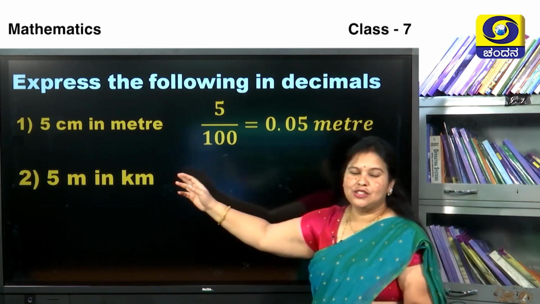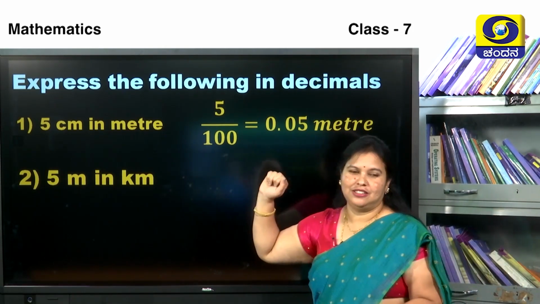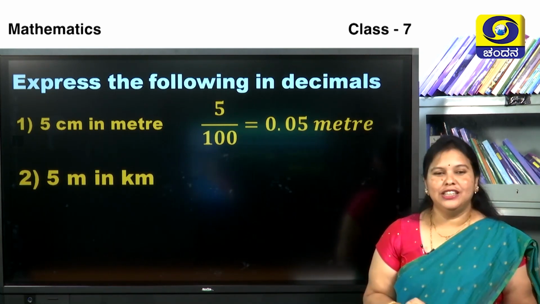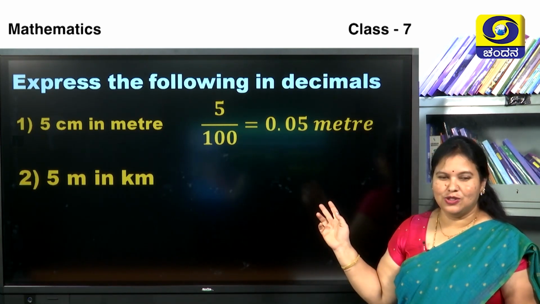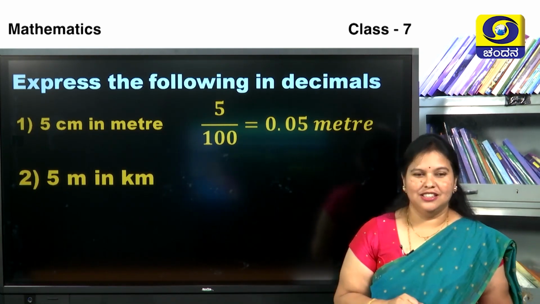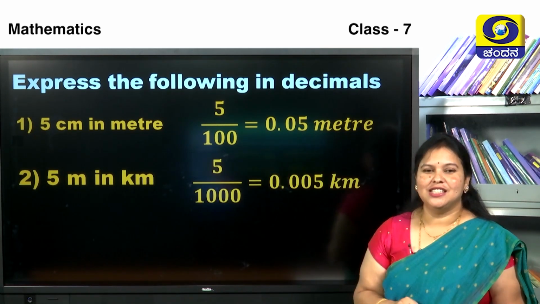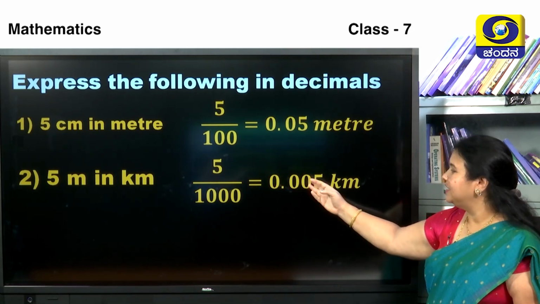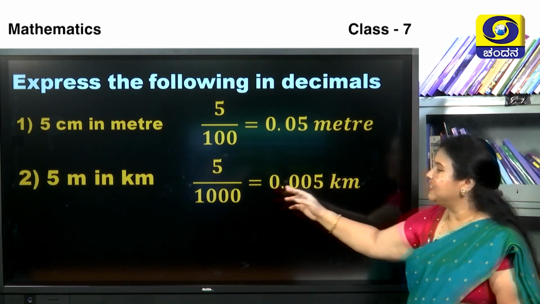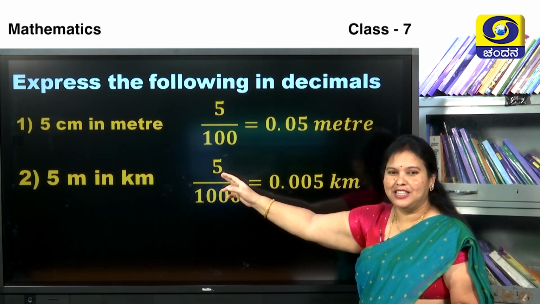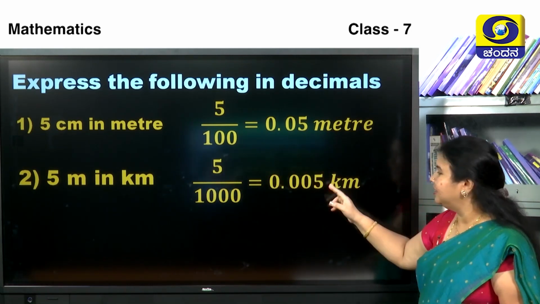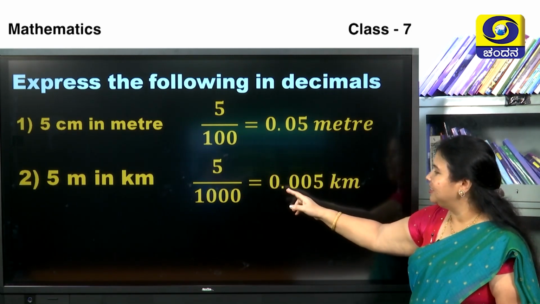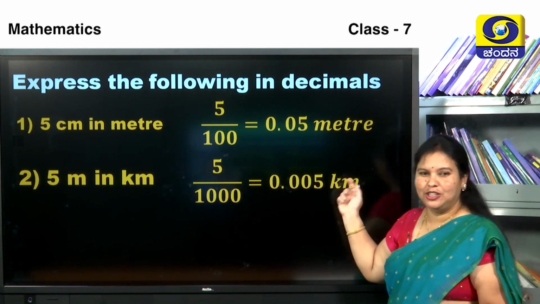You have to express 5 meter in kilometer. So, how to write it? 1 kilometer is equal to 1000 meter as we know already. So, we can write it as 5 by 1000, which is nothing but 0.005, because we have 5 in the unit place. So, we have to write it in the thousandth place. That is nothing but 0.005 kilometer.